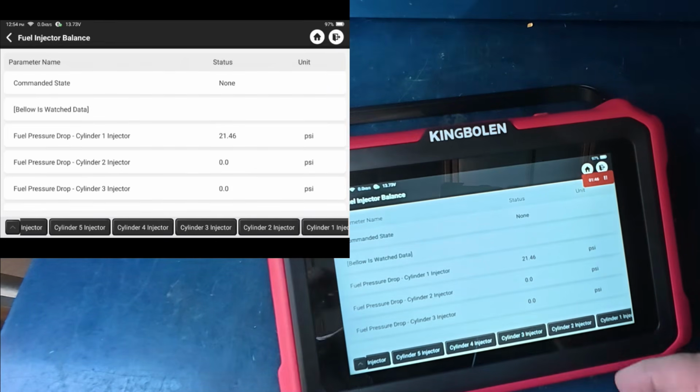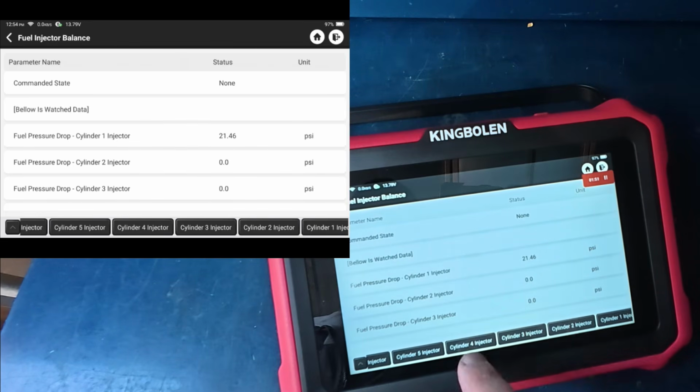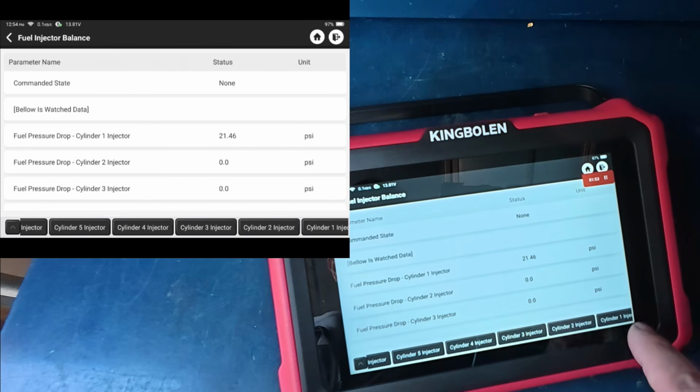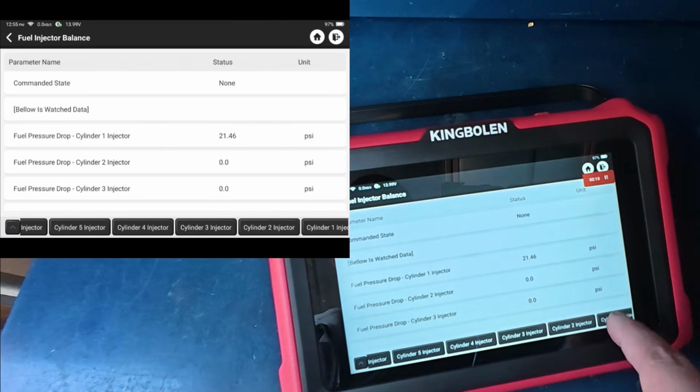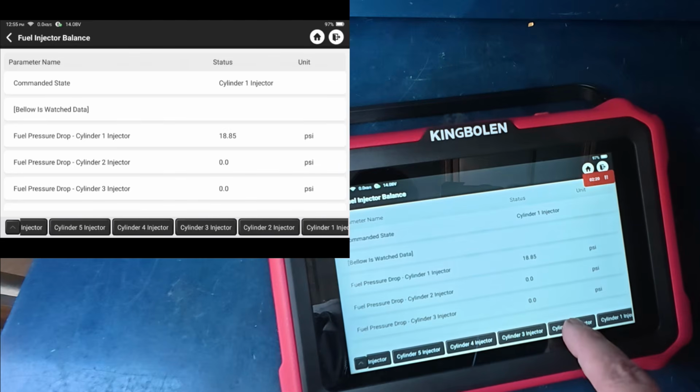And what we're going to do is we're going to go down through here, and we're going to hit each cylinder and watch a pressure drop. So whenever you do this, the computer on the truck is going to pulse the injector an exact amount of time. It's going to measure the pressure drop in the fuel rail. So I'm going to hit cylinder 1, 18.85. We'll go to cylinder 2.